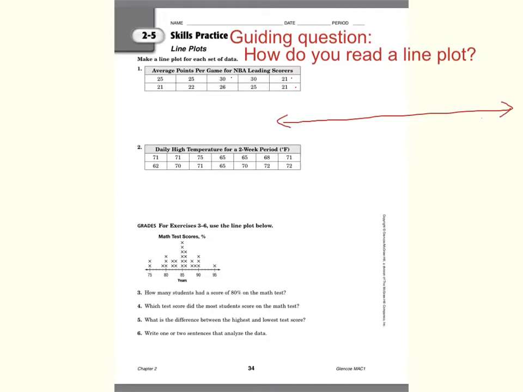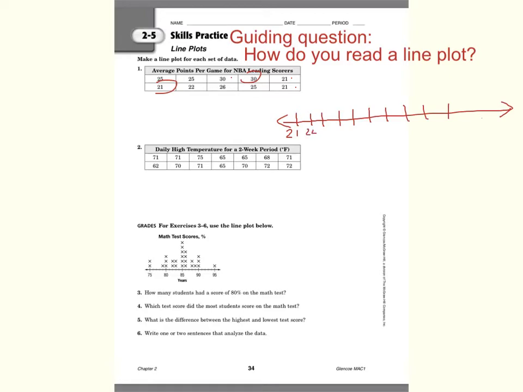Okay, look at your smallest number in the data. What would it be? Smallest number I see is 21. Is there anything less than that? No. And then the biggest number is 30. So I could count all the way from 21 to 30. 21, 22, 23, 24, 25, 26, 27, 28, 29, 30.